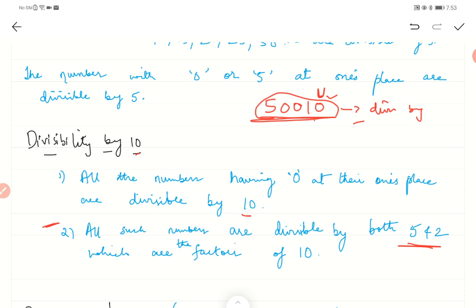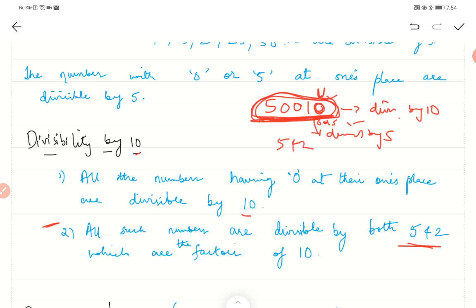Okay, now is this number divisible by 5? For 5, what you'll see again in the units place, if it is 0 or 5, then it is divisible by 5. So this number is divisible by 5, isn't it? Now what about is it divisible by 2? Yes, of course, because at the units place it is 0, so it is also divisible by 2. So the number which is divisible by 10 will also be divisible by both 5 and 2.